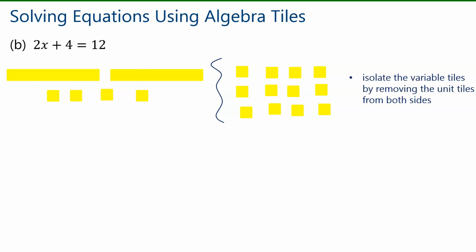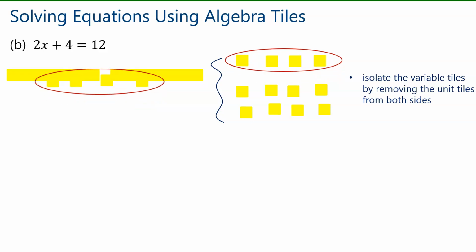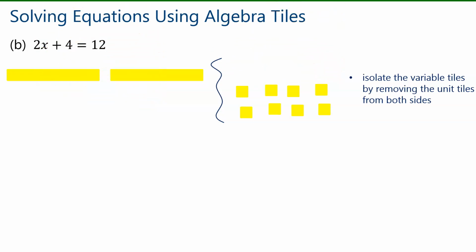So now we have to isolate the variable tiles by removing the unit tiles, the same number of unit tiles from both sides. So on the left, I'm going to take away 4 of these unit tiles. So that means on the right, I'm going to take away 4 as well. So if we take those away, this is what we're left with.